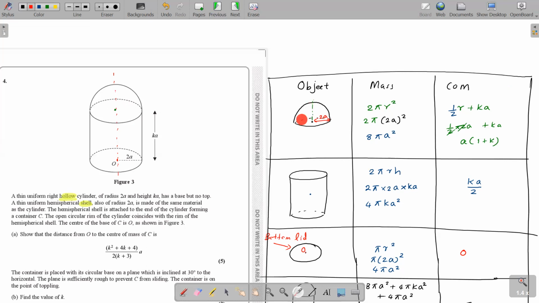And so I'm going to get, now you can see here in the hemispherical shell, I only have the shell part, right? There's no circular base here. There's no base, this is empty inside. So there's only the shell.